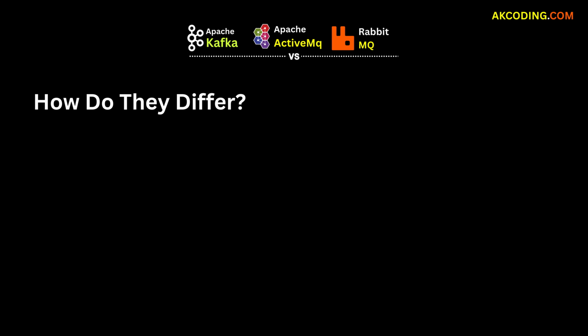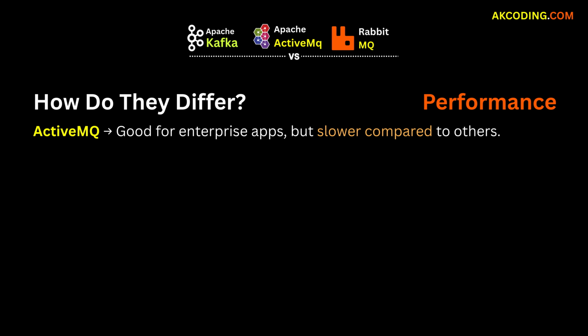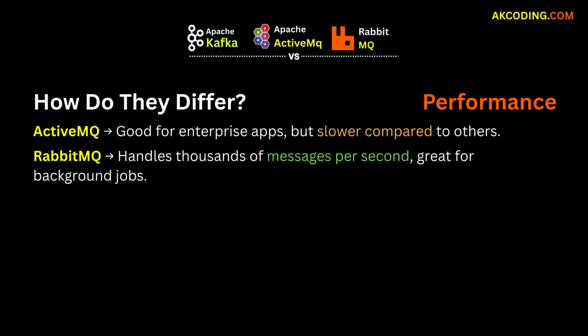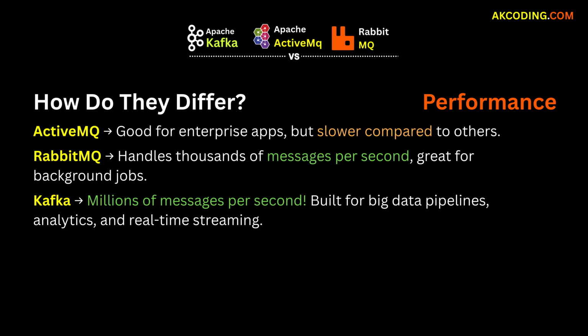Now let's understand the differences with the performance aspect. ActiveMQ is good for enterprise apps but slower compared to the others. RabbitMQ handles thousands of messages per second, great for background jobs. Kafka handles millions of messages per second, built for big data pipelines, analytics and real-time streaming. So here Kafka is the top performer, second is RabbitMQ and third is ActiveMQ.